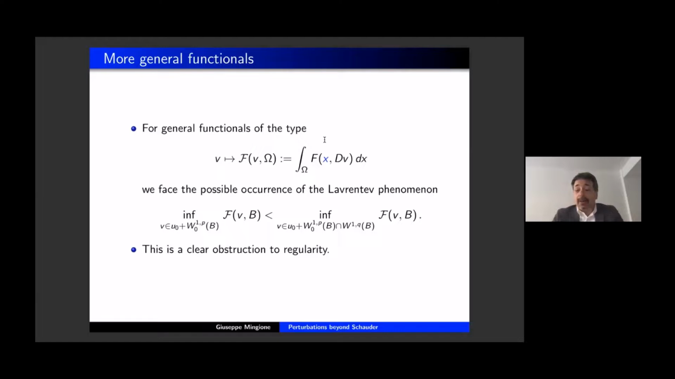Okay, these are theorems for the model case. In the general case, there is one obstruction for p,q growth functionals, and that's the so-called Lavrentiev phenomenon. That's the infimum over more irregular functions can be strictly less than the infimum over a dense subset. And of course, if this happens, then minimizers cannot be regular by the very definition of Lavrentiev gap. This is a clear obstruction to regularity.